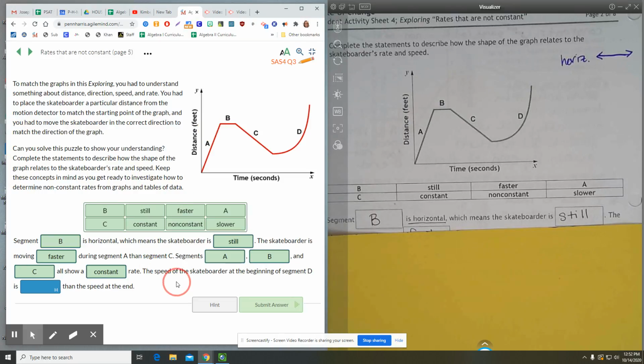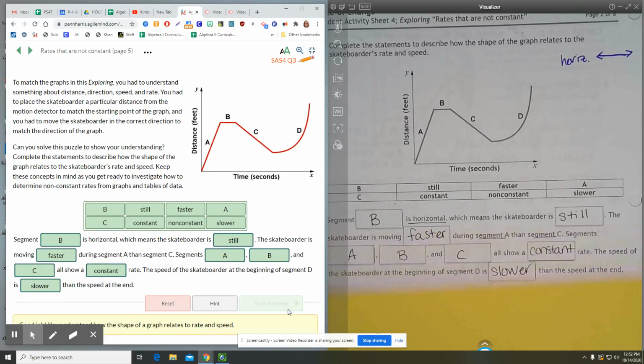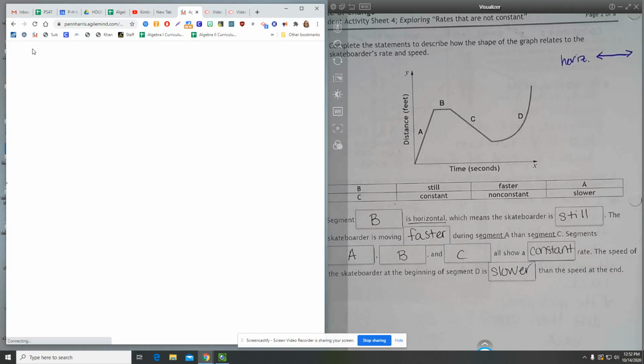Then the speed of the skateboarder at the beginning of segment D is blank than the speed at the end. So at the beginning of segment D, it's real low and shallow. Okay, time goes on, but distance doesn't increase very much. Then all of a sudden at the end, the distance shoots up in a really short amount of time. Okay, the speed of the skateboarder at the beginning of D is slower than at the end of D. Okay, so you should have those answers down. Moving on.